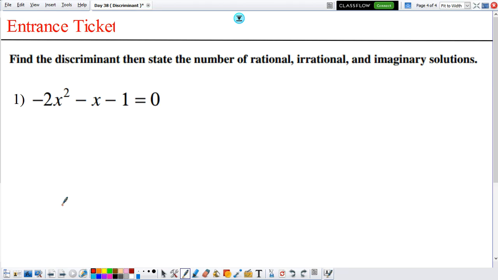So now here's your entrance ticket. Find the discriminant and state the number of rational, irrational, and imaginary solutions.